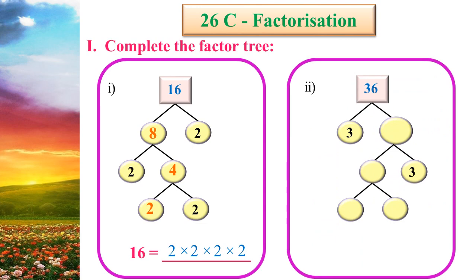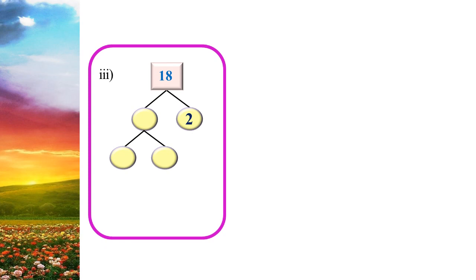The second question 36. 3 12s are 36. The 12, 4 threes are 12. Here 4, 2 twos are 4. Therefore 36 is equal to 3 into 3 into 2 into 2. Let's see third question 18. 9 twos are 18. Here 9, 3 threes are 9. So 18 is 2 into 3 into 3.